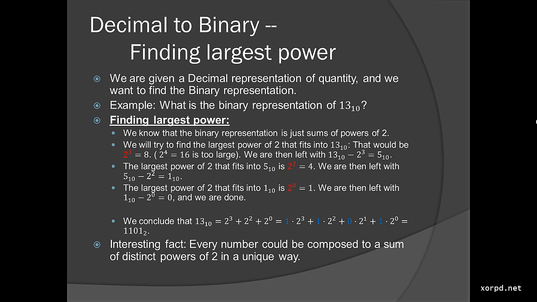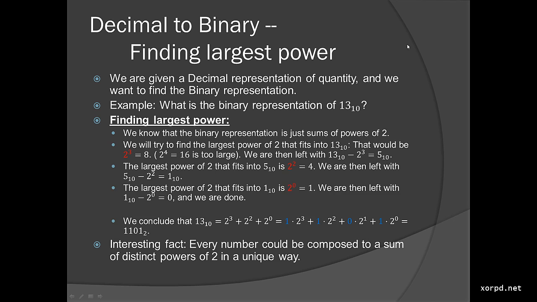Maybe we could try something else. We are still talking about converting some decimal number to binary. This time we will introduce a different method. We will call it finding the largest power. Again, we are looking at the same example of trying to convert 13 in base 10 to the binary base. And we will work this way.